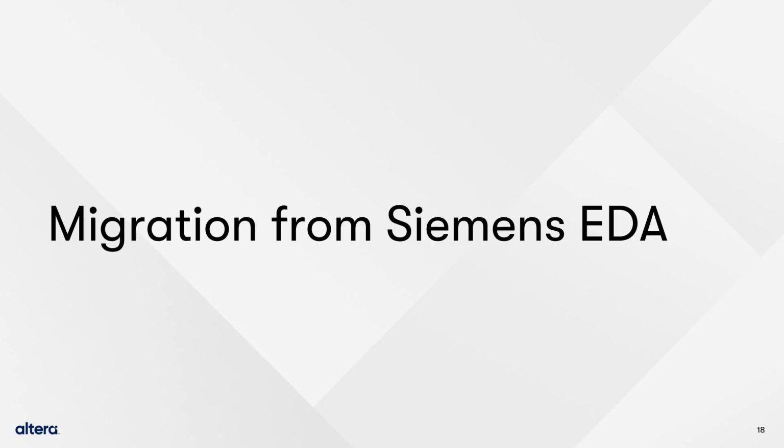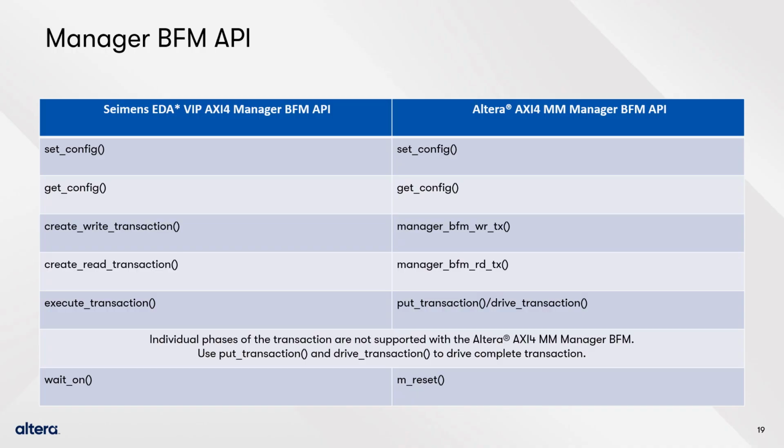So now we'll talk about migration from the Siemens EDA VIP to the Altera AXI4 Memory-Mapped BFMs. For the Manager BFM, the Siemens and Altera flow are very similar, as well as the API. You can see that we have some very similar API with the set config and get config. We have create write transaction, which over to Altera is Manager BFM write transaction, and create read transaction, which on the Altera side is Manager BFM read transaction.